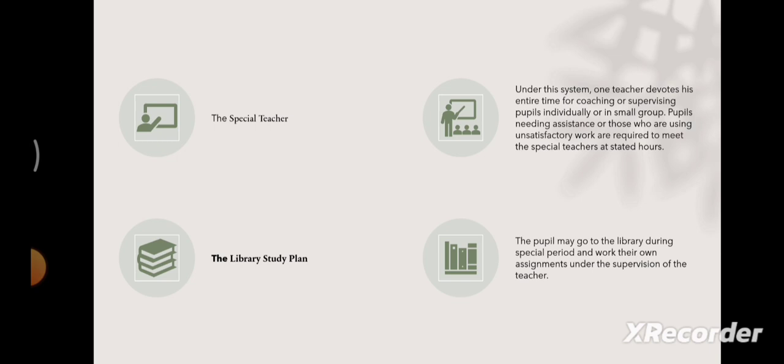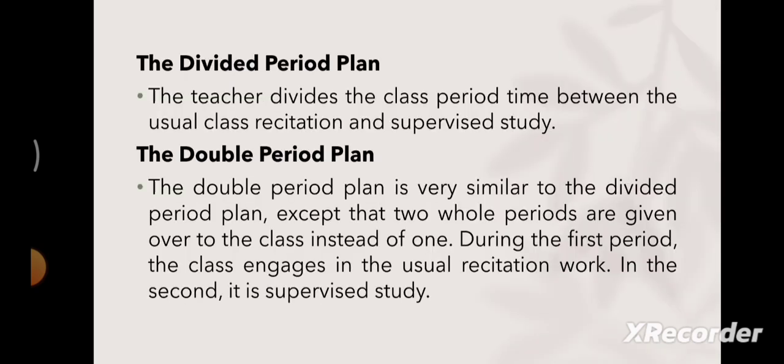Next is the special teacher plan. Under this system, one teacher can devote his entire time to coaching, that is, supervising the pupils individually or in a small group. Pupils needing assistance are those who are doing unsatisfactory work, and they are required to meet the special teacher at a stated hour. The third is the library study plan. The students may go to the library during the special period and work on their own assignments under the supervision of the teacher.